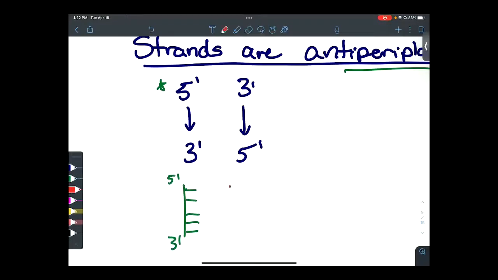If we were to unzip that and look at the complementary strand, this one starts at the 3 side, this one starts at the 5 side. That's what I mean by anti-periplanar, that all these double helixes, when we are making photocopies, they kind of start oppositely. One of them, I like to think of it as the template, goes 5 to 3, and the newly formed one is 3 to 5.